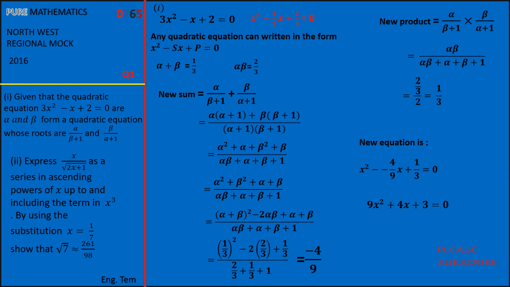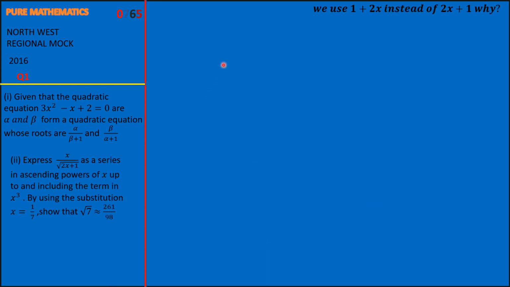Now moving forwards, let's look at the Roman numeral 2 of the question. It says express this as a series in ascending powers of x up to and including the term in x cubed. This is very important to note. You have been asked to end at the term in x cubed, so there should be no reason why you should expand and exceed x cubed.